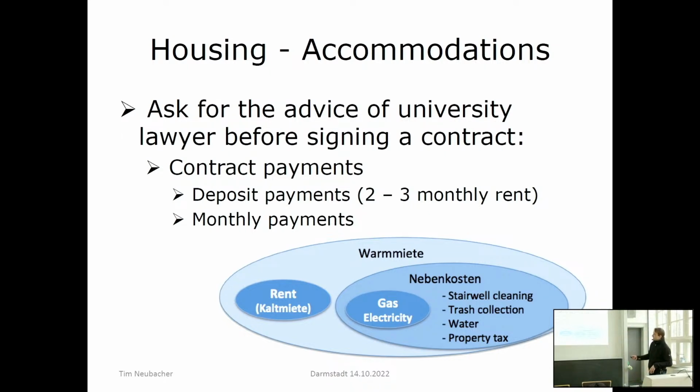And everything together, this is called cold rent, because you don't have electricity or heat or whatever, so it's actually cold. And including all these other costs, it's the so-called warm rental.